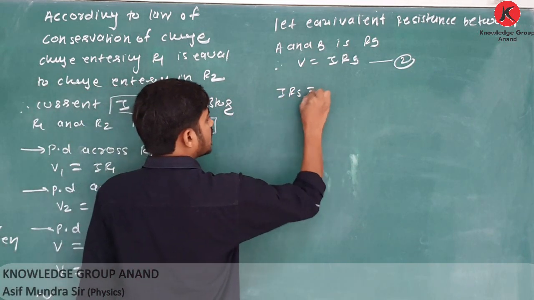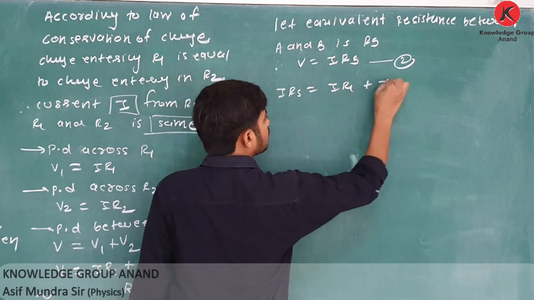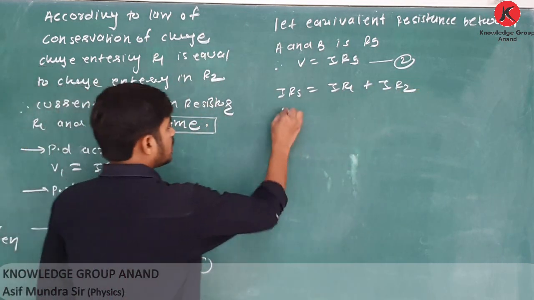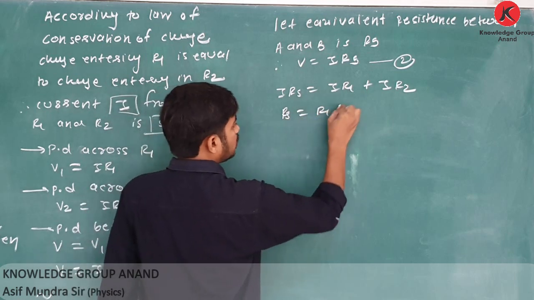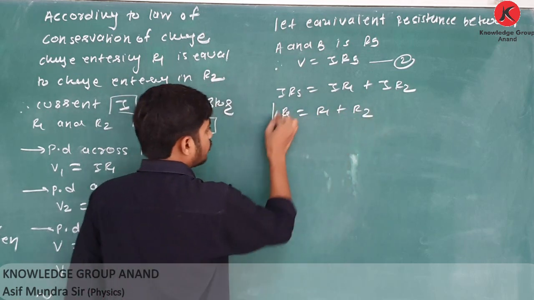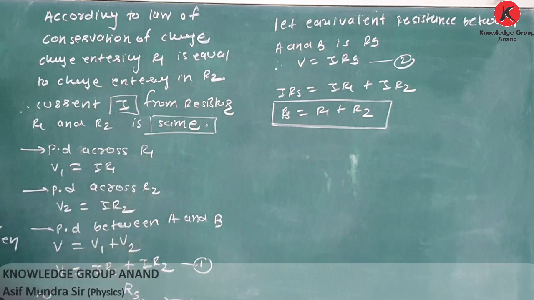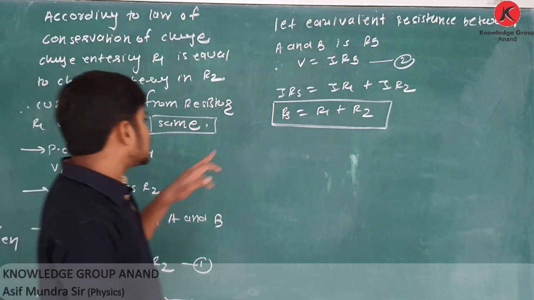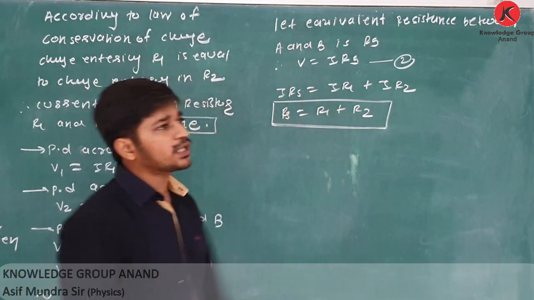I RS is equal to I R1 plus I R2. Then RS is equal to R1 plus R2. Clear about this? So yes, when two resistors R1 and R2 are connected in series, what is their equivalent resistance? Equivalent resistance RS is equal to R1 plus R2.